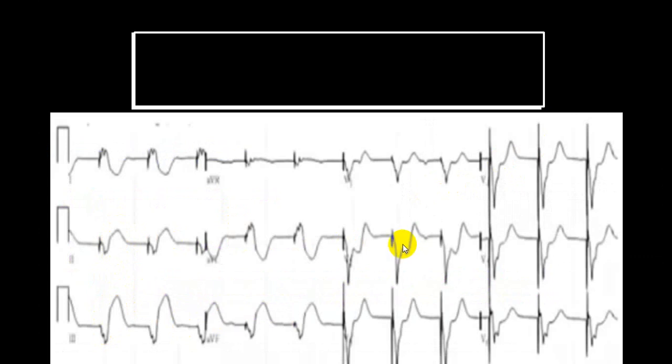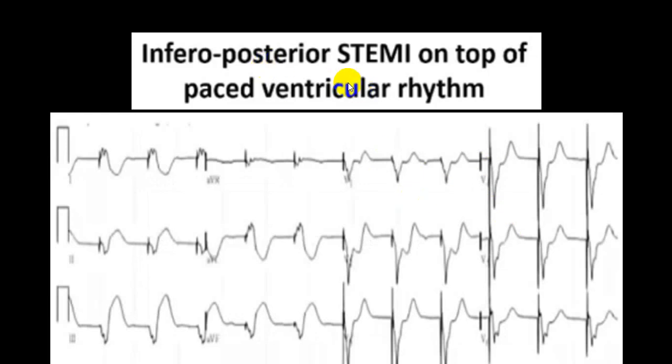There is an ST depression in V1, V2, V3, even in V4. This is straightforward telling you that the person is having acute MI. So inferior posterior wall STEMI on top of paced ventricular rhythm.